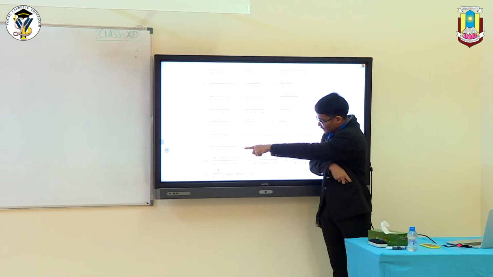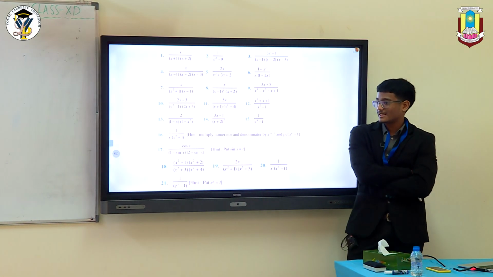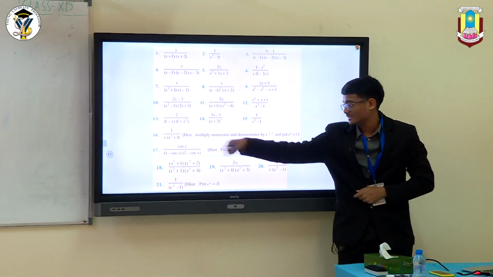See, in this question, it's not even x, it's sin x. So you can substitute sin x as t first and then differentiate it, you'll get cos x in the numerator.